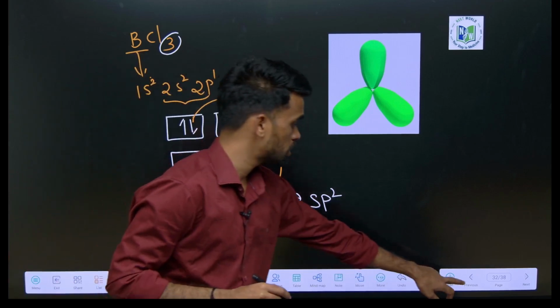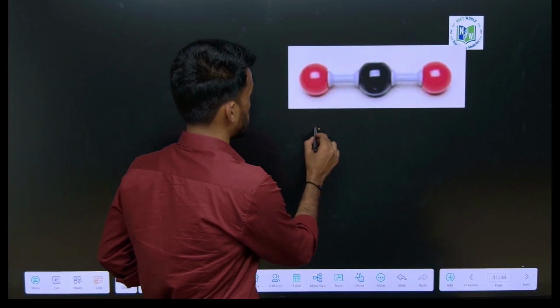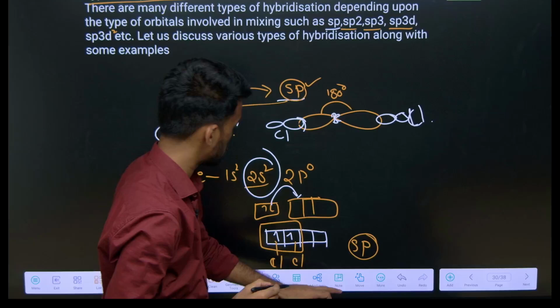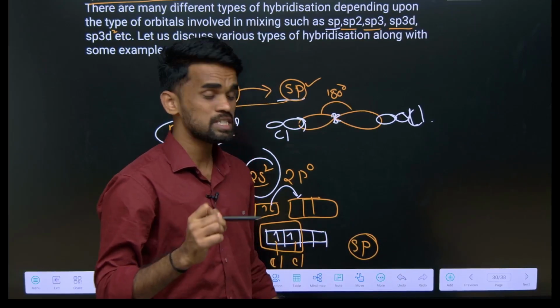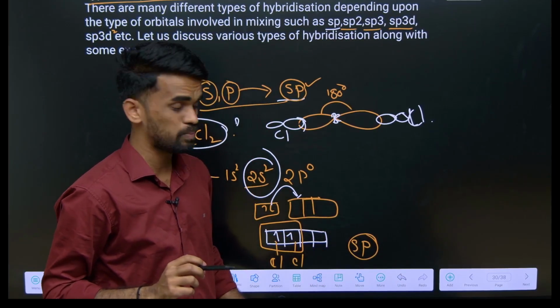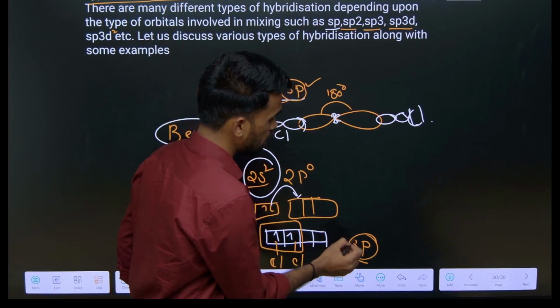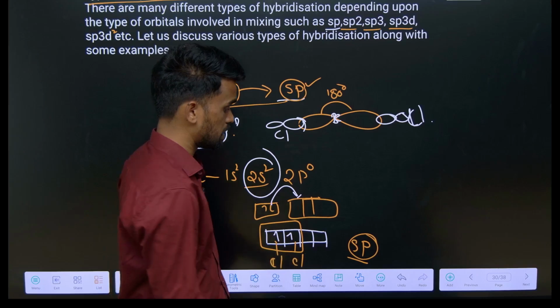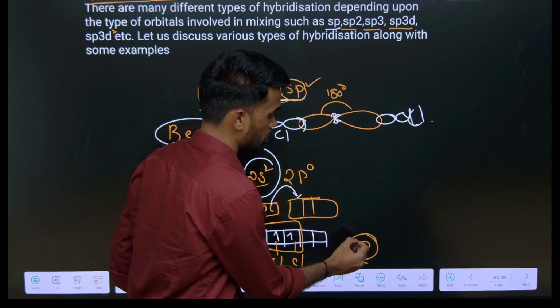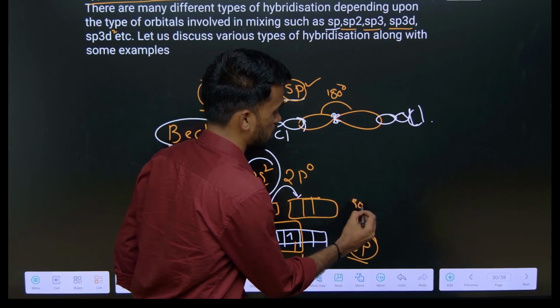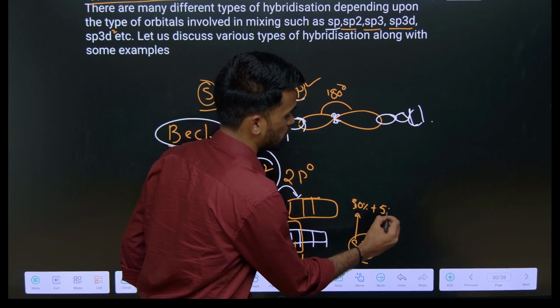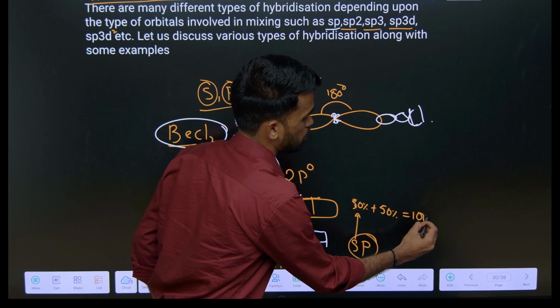So here if you see, in the first case it is sp hybridized. I have explained this is sp hybridized. What is the percentage of s and what is the percentage of p if they ask? See, there are only two orbitals. One is s, another one is p. It means s will have 50% and p will have 50%. Totally it will be 100%.